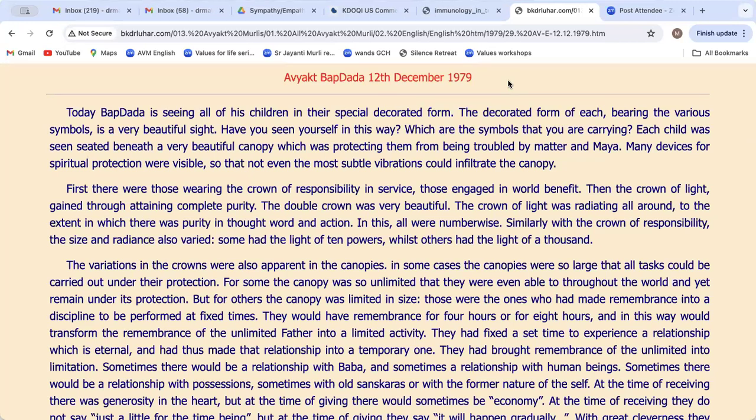Because Baba says that it has to go from 10 to 1,000, which means it has to be multifold, Padma Padam. So we have to be full in our powers. Then only will my size and radiance of that crown of responsibility glow. The variation is still continuing further with the crown. Baba says the variations in the crowns were also apparent in the canopies. The canopy, Baba has got this canopy right from the beginning. In some cases, the canopies were so large that all the tasks could be carried out under their protection.